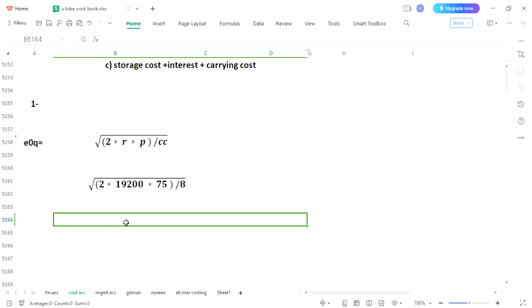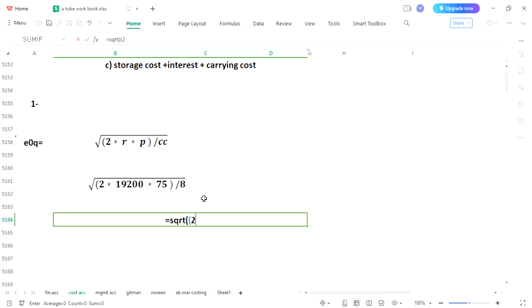So guys, we have completed our formula: 2 fixed, then multiply annual requirement 19,200, cost to place an order 75, CC 8. This has already been calculated over here. Now what you will do on your calculator, you will multiply 2 with 19,200, then multiply 75 is equal to, this answer would be divided by 8, and the final answer you will take and get the square root. There is a simple thing, SQRT is present in Excel, and you will take the answer of this whole statement in one step and get your answer.